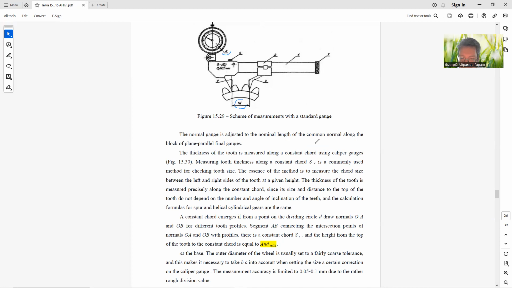Since its size and distance to the top of the tooth do not depend on the number and angle of inclination of the teeth, the calculation formulas for spur and helical cylindrical gears are the same. A constant chord emerges if from a point on the dividing circle D, we draw normals OA and OB. Let's see the figure.